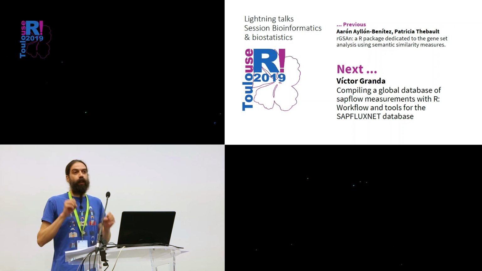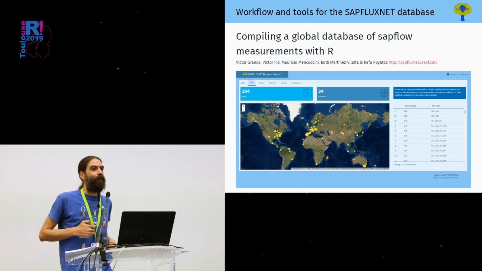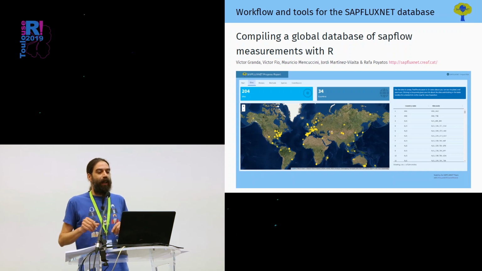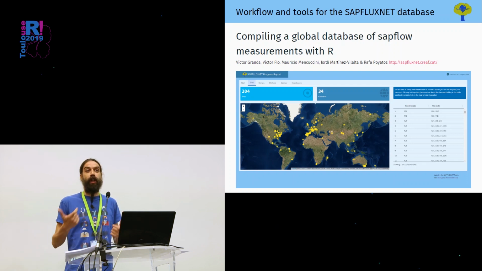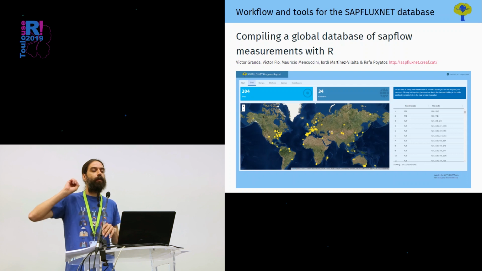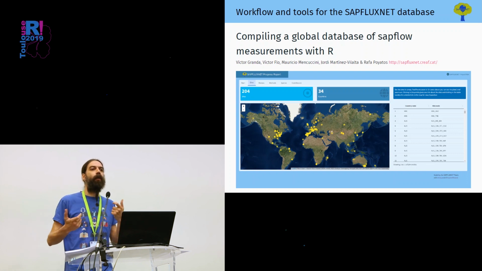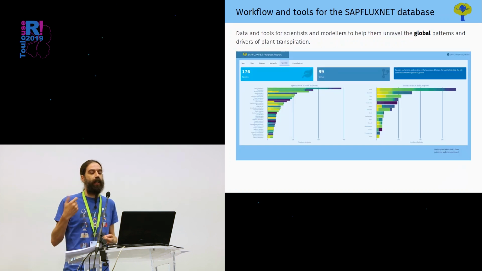Today I will talk about how we built the first global database of sap flow measurements, the SAPFLUXNET database. Sap flow is a proxy of plant transpiration, meaning the water lost by the plants to the atmosphere, and it's really important to understand how plants will adapt and cope with the different climate change scenarios.